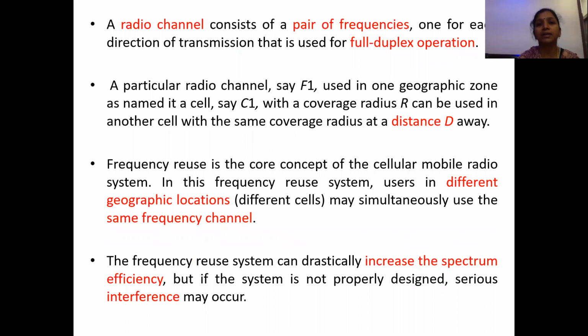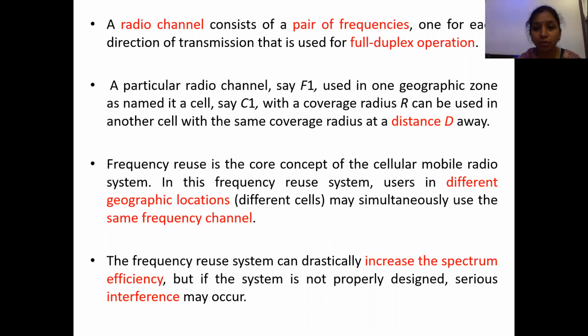A radio channel consists of a pair of frequencies, one for each direction of transmission, that is used for full duplex operation. Here, don't be confused; we are using the term channel for frequency. So a particular radio channel, say F1, used in one geographic zone, which we name a cell, say C1, with a coverage radius R, can be used in another cell of the same coverage radius by maintaining a distance of capital D. So frequency reuse is the core concept of the cellular mobile radio system.